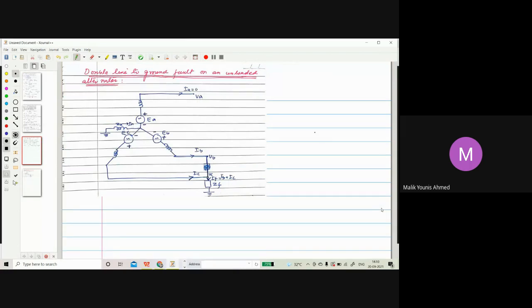Next we will have the double line to ground fault. Before that, we had some problems with GATE numericals also, like GATE 2006 and GATE 2014. I think we will take those GATE type of problems next time, later on.